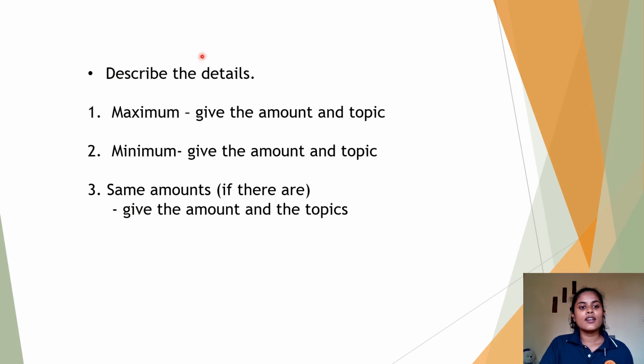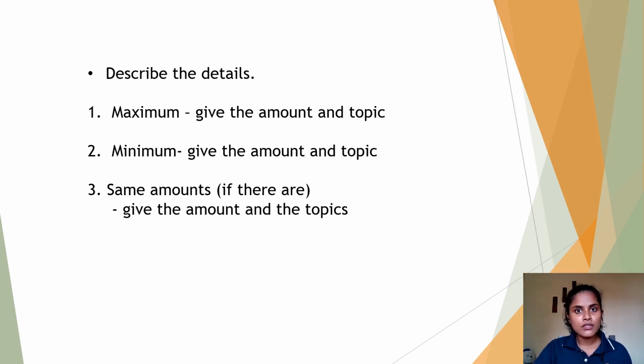And then as the next step, we should describe the details. What is the maximum? What is the minimum? And if there are any same amounts, as we talked about earlier, any similar amounts, what are they? Give the amounts and the topics for those. So for the maximum and minimum as well, you can say the maximum amount was spent on gasoline in this month. Likewise, we can give the amount and the topic accordingly when checking through the graph.